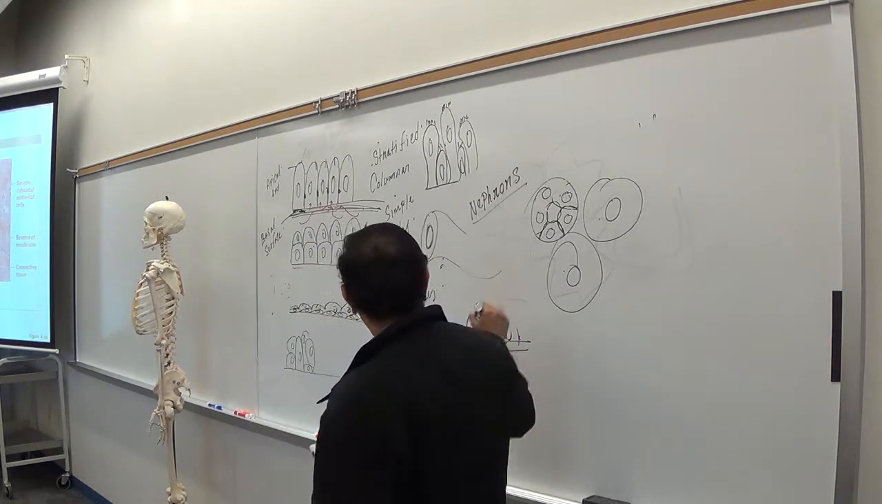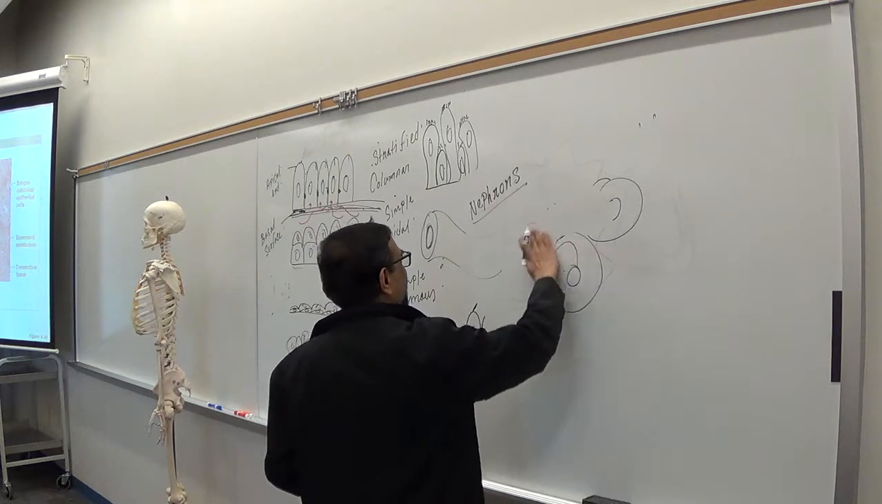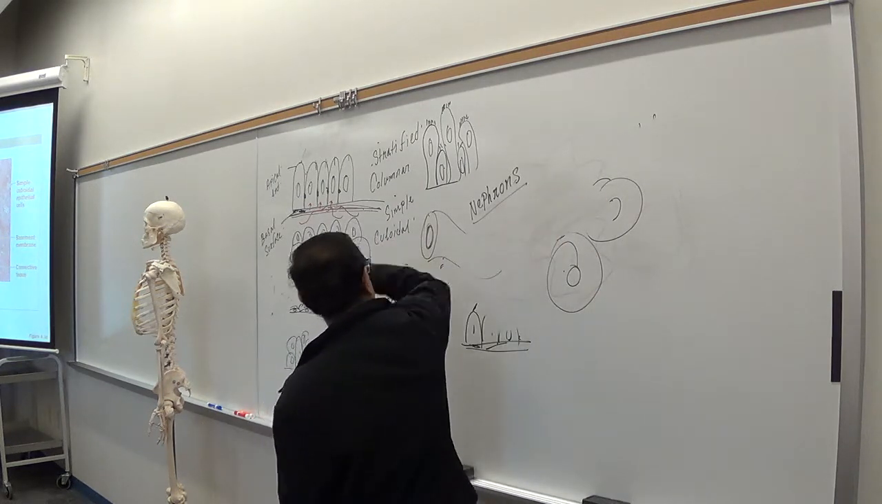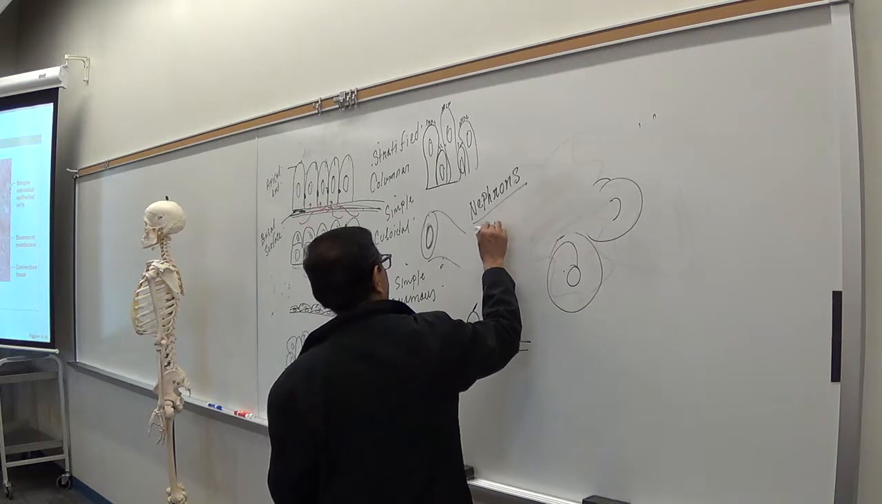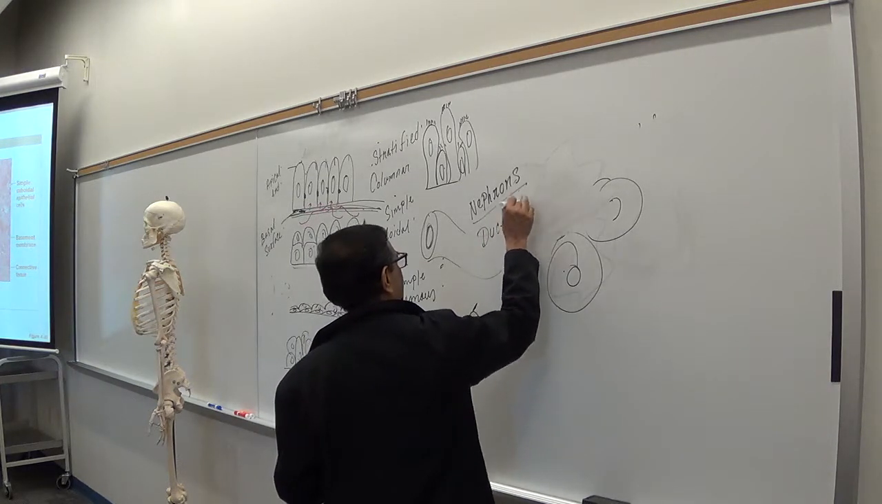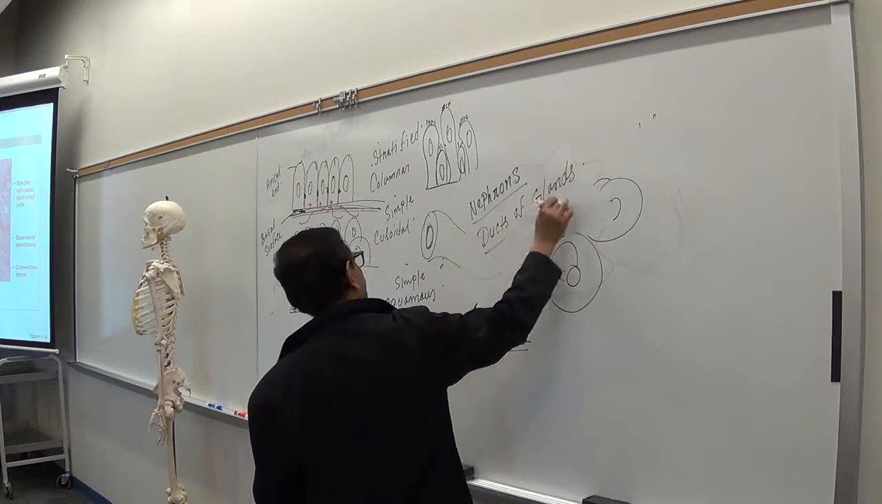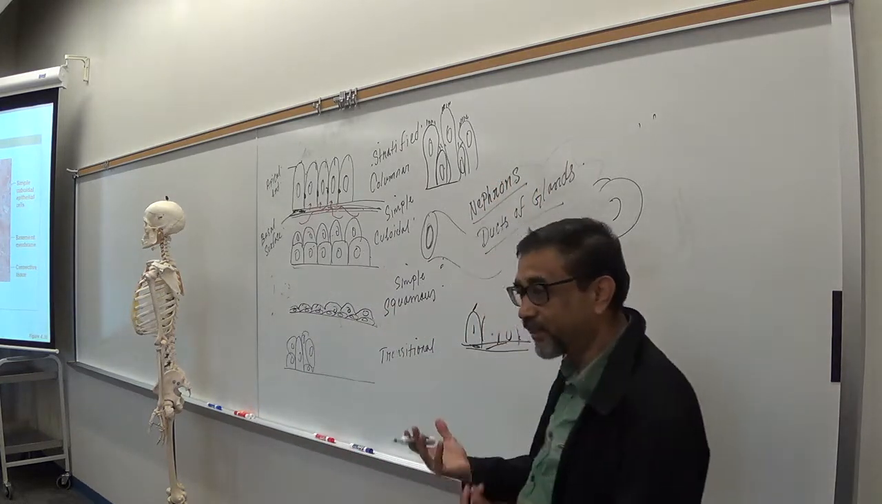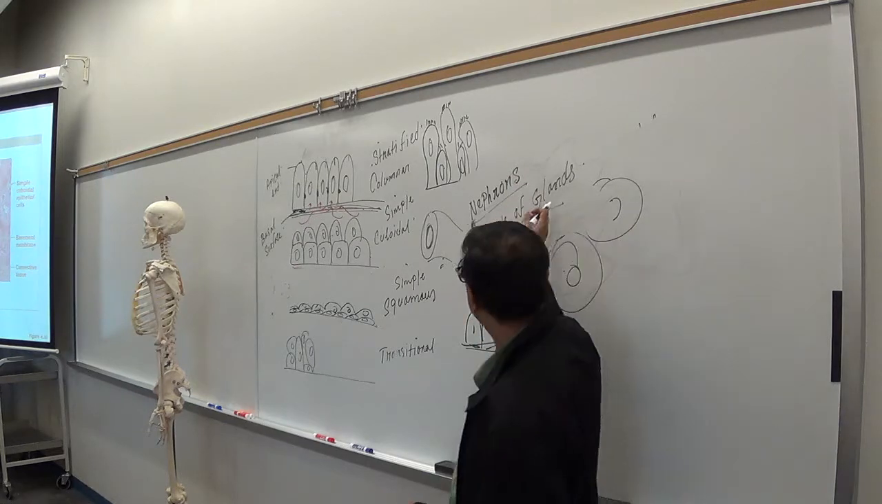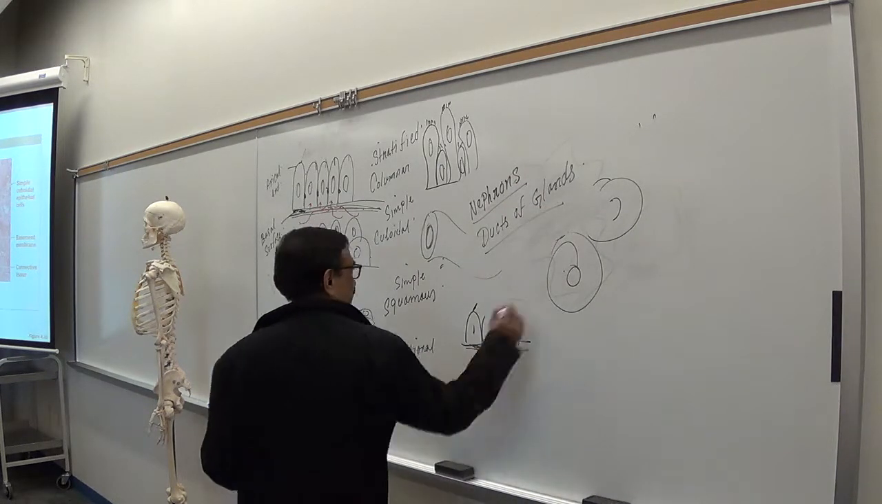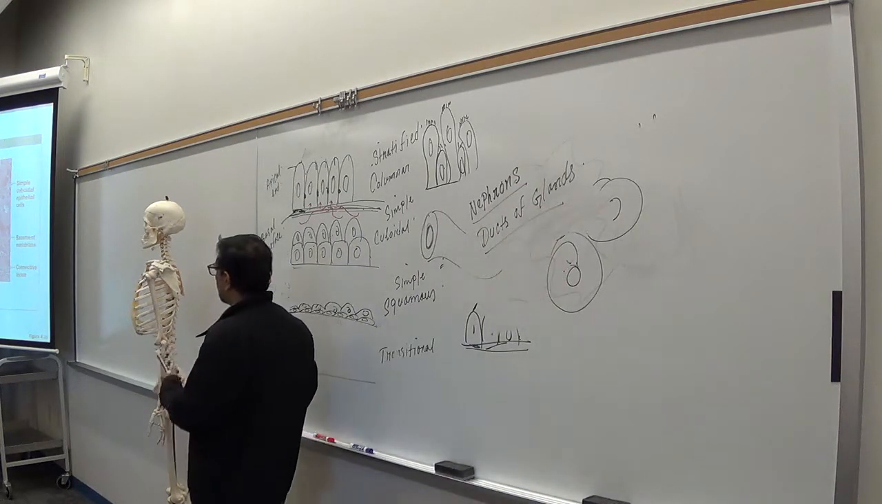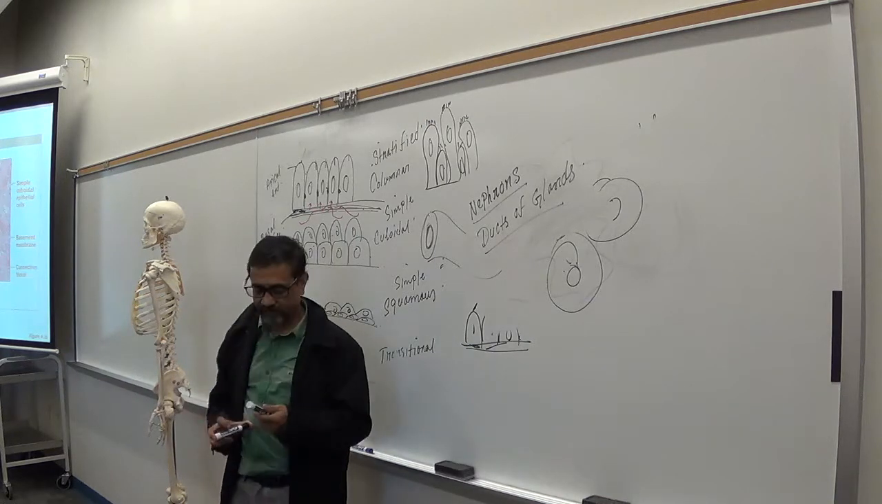Ducts of the glands. Inside the gland, you have ducts, tube-like structures. So ducts of the glands. So now you see both are tube-like structures, kidney tubules or nephrons and ducts of the glands. And in the wall, you have simple cuboidal.